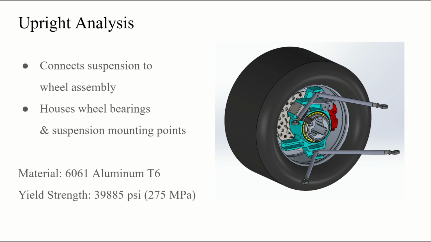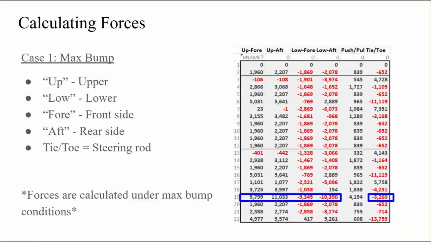Two static loading cases were performed, the first being max bump simulating peak forces experienced during suspension compression, and the second being a thrust load, simulating lateral forces during cornering. Modal analysis was also performed to analyze natural frequency. The first simulation applies 6 loads, 5 of those being lateral loads from the suspension linkages shown in the table and 1 from the braking force.